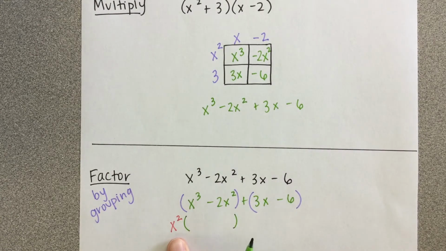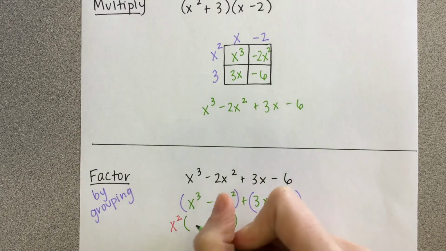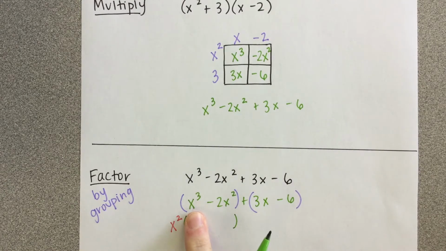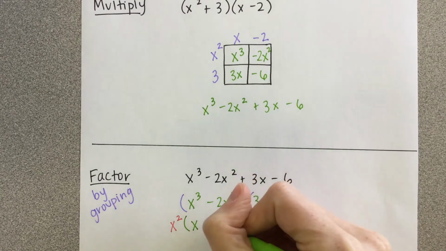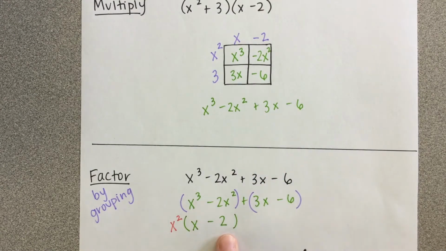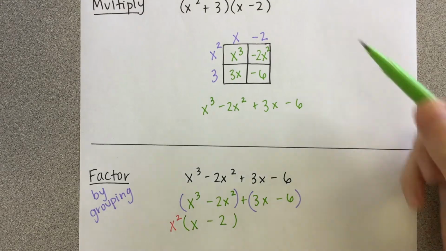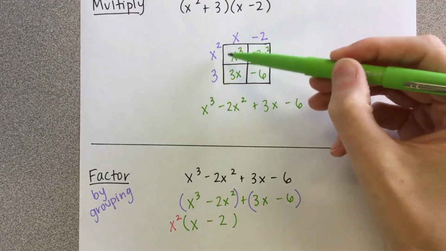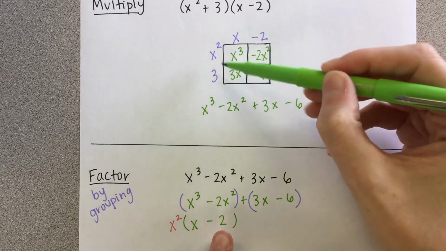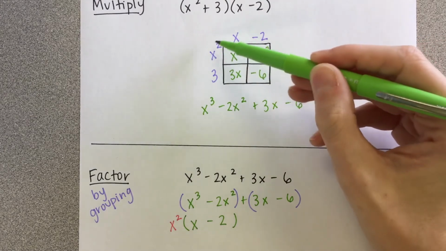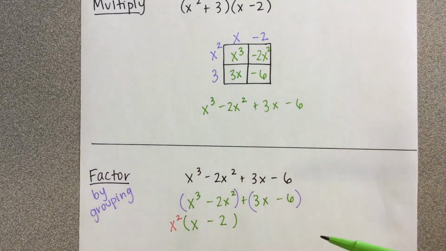And so we've got to undistribute now. X squared times x would be x to the third power. And x squared times negative 2, if we multiplied those back together, we would get negative 2x squared. So we factored out the GCF from the first group. Again, looking back at our multiplication problem, right, these were our 2 terms in this group. Notice that when I factored out the GCF, I got this, x to the second power. All right, back here, let's look at our second group and figure out what its GCF is.